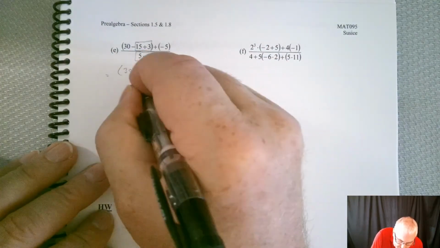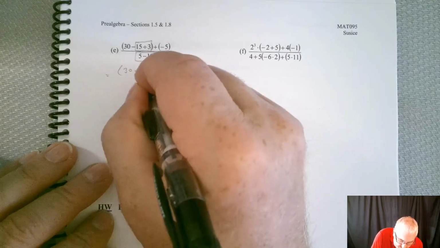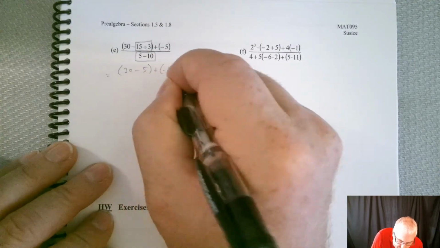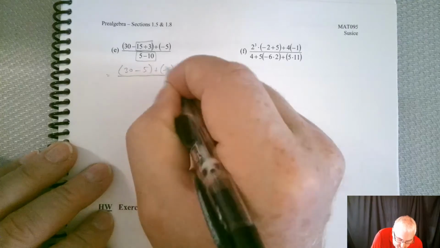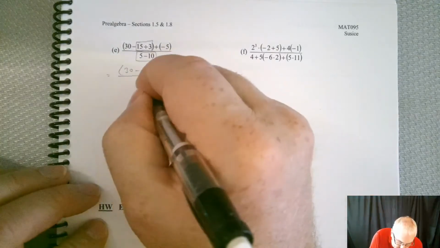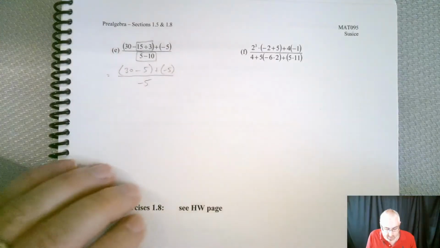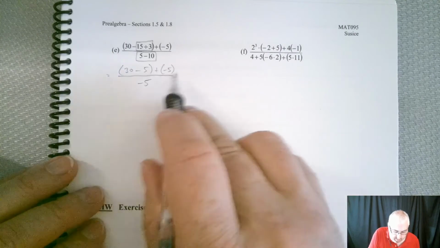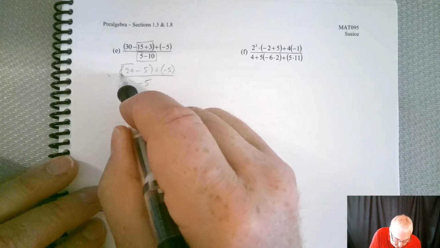So 30 minus 15 divided by 3 is 5, plus a negative 5. 5 minus 10, well, again, reverse it. 10 minus 5 is 5, so it's going to be a negative 5. Negative 5 there. All right, well, we can definitely do this subtraction now.